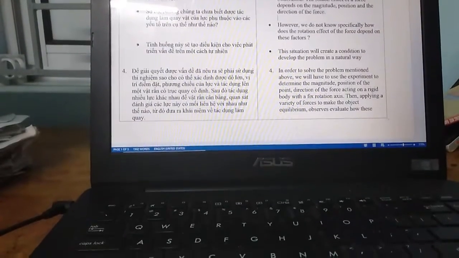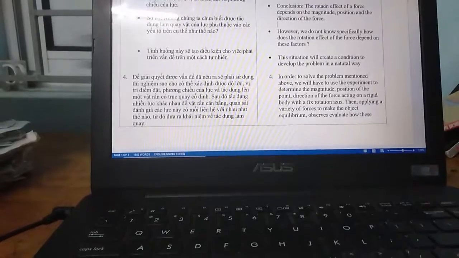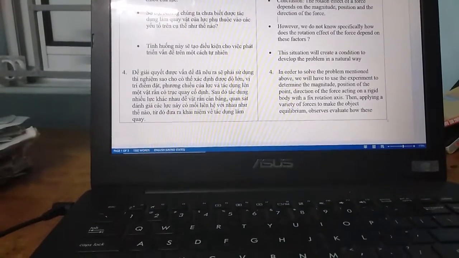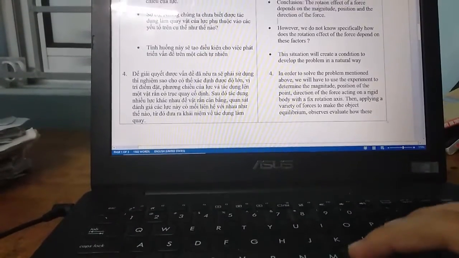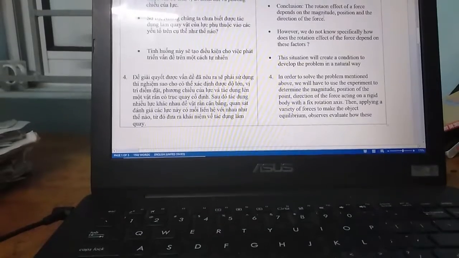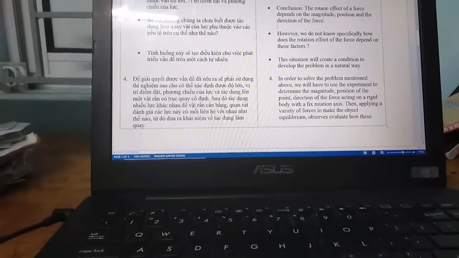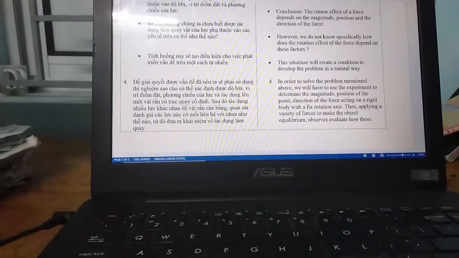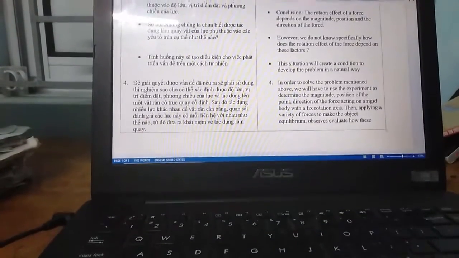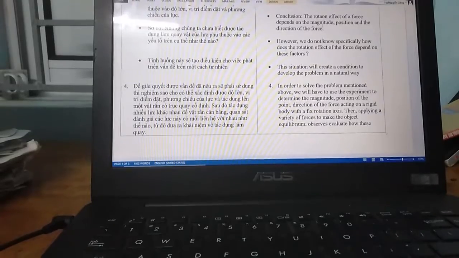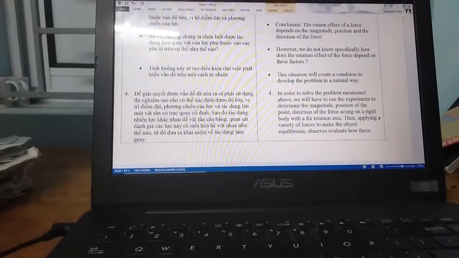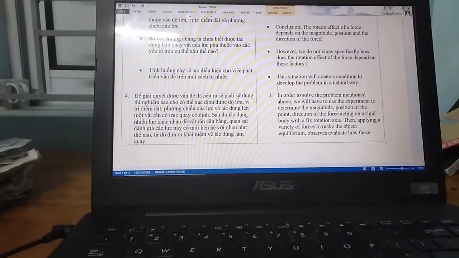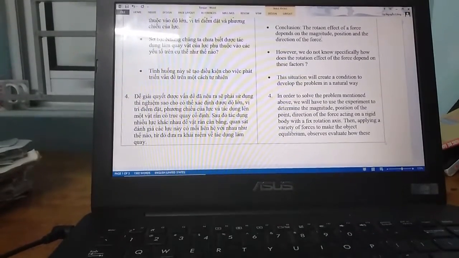From the given situation, students may come up with the conclusion like: the rotation effect of a force depends on the magnitude, the position, and the direction of the force. However, they do not know specifically how the rotation effect of the force depends on these factors. So we expect this situation will create a condition to develop the problem in a natural way.